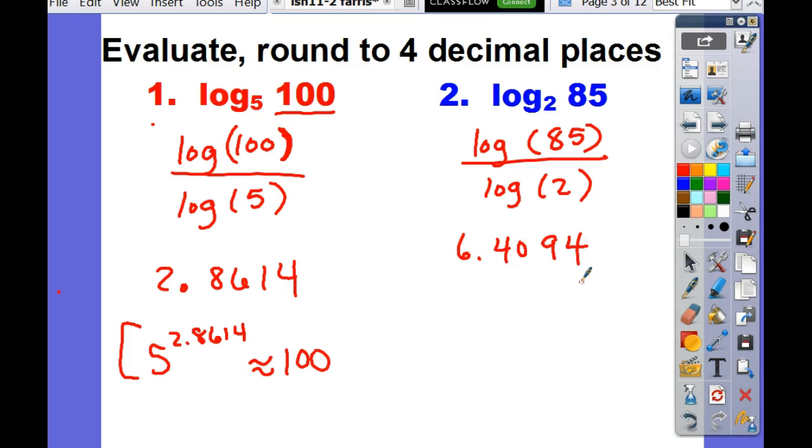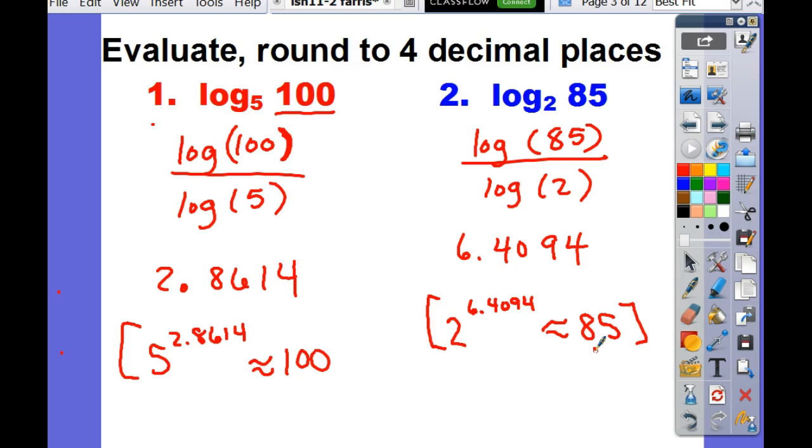6.4094. What does the answer mean? What was the original base? 2 raised to the 6.4094 is going to be approximately equal to 85. That's what you're finding when you're finding a log. What was the exponent to get that number?